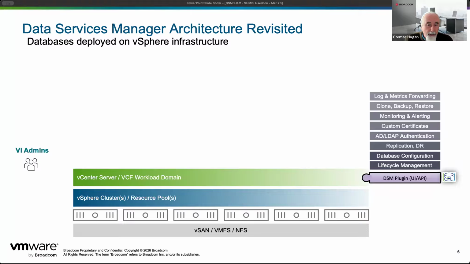So the VI admin's role is twofold. Firstly, it's to get DSM plugged in to your vCenter and vSphere environment. And the second role they have is to put guardrails around these resources so that the databases that are being provisioned are landing into a subset of your vSphere resources. So you're not going to have data sprawl across all of your vSphere infrastructure. We're going to try and land all the databases into a subset of that infrastructure that the VI admin defines.